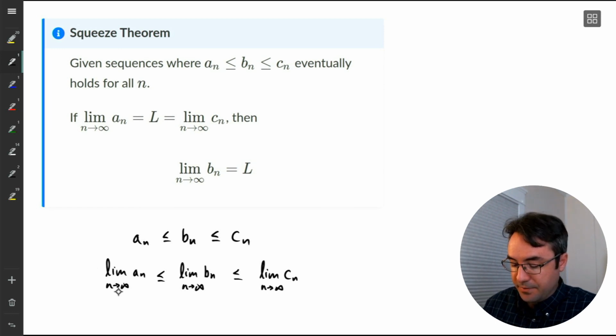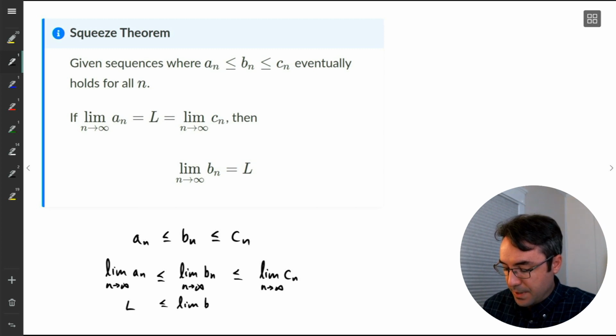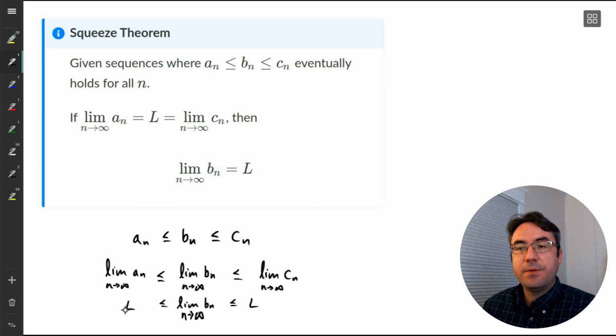And so we know the limit of a_n is equal to L. We have the limit of b_n, which we don't necessarily know yet, stuck in the middle, and then we know the limit of c_n is also equal to L. And the only way we can have this statement where some number is simultaneously greater than or equal to L, but less than or equal to L, is if it's actually equal to that number L. And so we get our result. So this theorem actually says a little bit more.